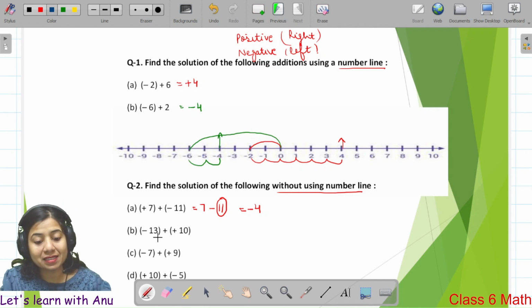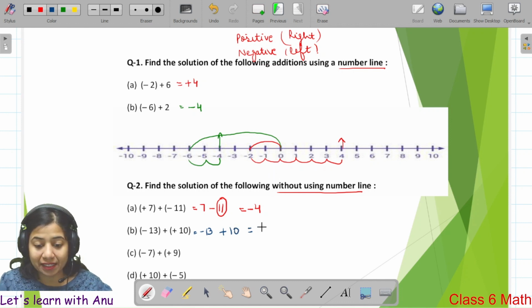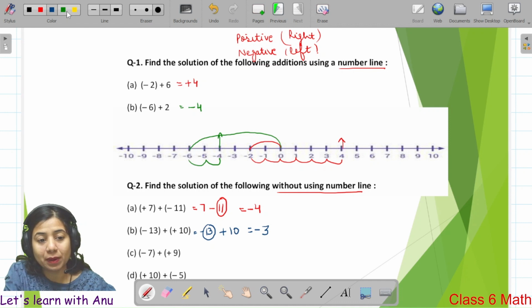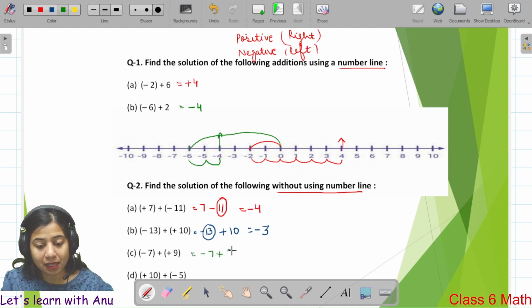B part, minus 13 plus of plus 10 means plus 10. So opposite signs, subtraction, 13 minus 10 is 3, but the sign will come off the bigger integer, that is 13, so it's minus 3. C part is minus 7 plus plus means plus 9.